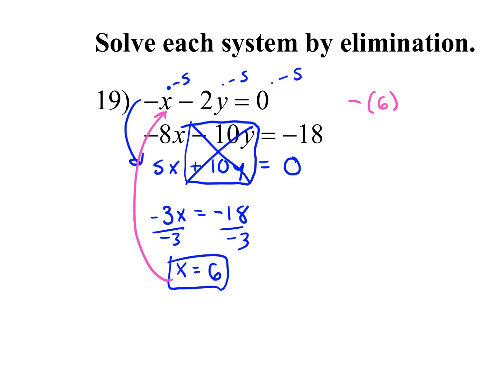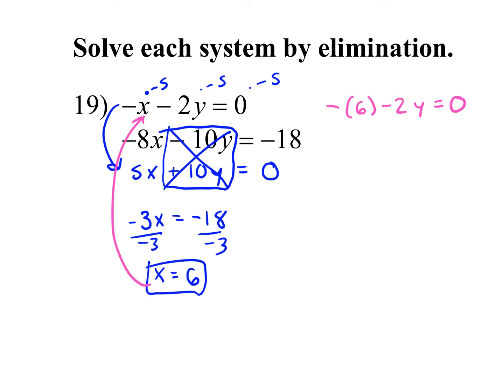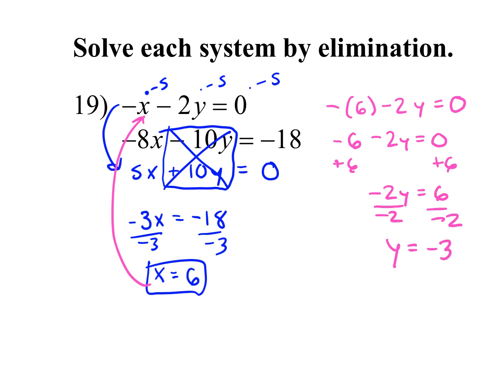Negative 6 minus 2y is equal to 0. What do I have to do first? Add 6. So negative 2y is equal to 6. Divide by negative 2. So what's y equal to? Negative 3. How would I write my answer? 6, comma, negative 3. Perfect. Any questions here?